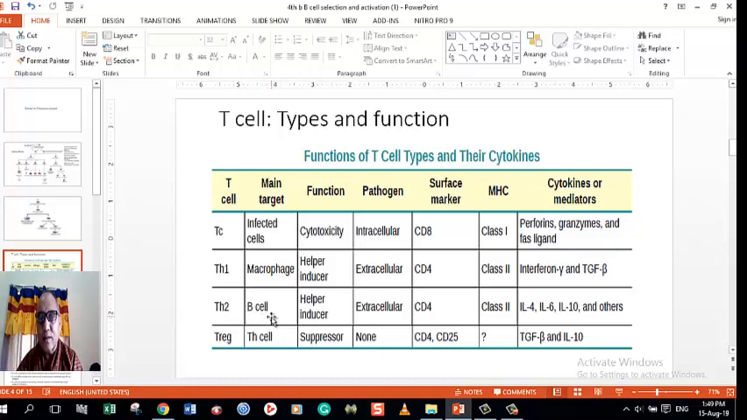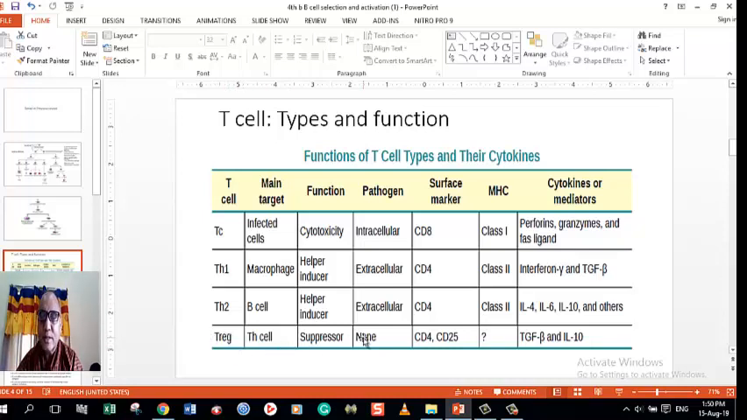Likewise, T helper cell 2 acts on the B cells. These B cells are also treated as antigen presenting cells. The B cell accepts the antigens and presents them to the T helper cells. T helper cells will produce interleukin 4, interleukin 6 and interleukin 10. These chemicals again induce other macrophages and the T cytotoxic cells to destroy the antigens. Therefore, T helper cell 2 directly acts with the B cells.